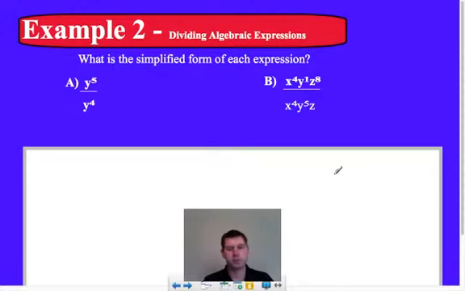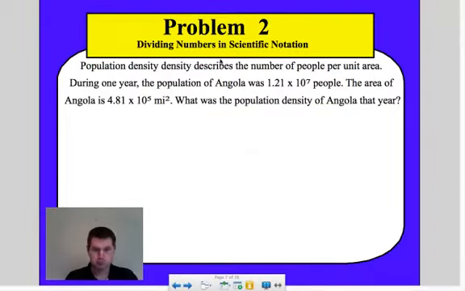Okay, so got it, number 2. Again, take it piece by piece. So I know in B there's a lot of stuff going on. Do x's first, then do y's, and then do z's. Okay, so let's look at problem number 2, which is dividing numbers in scientific notation.